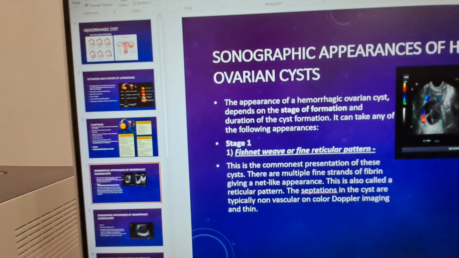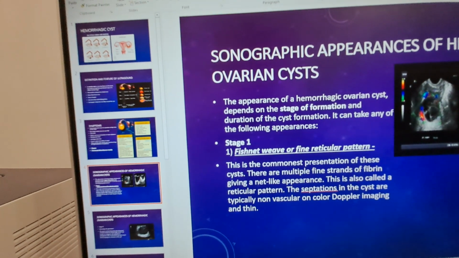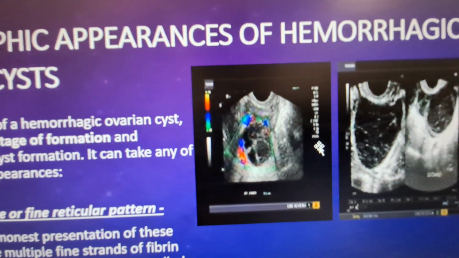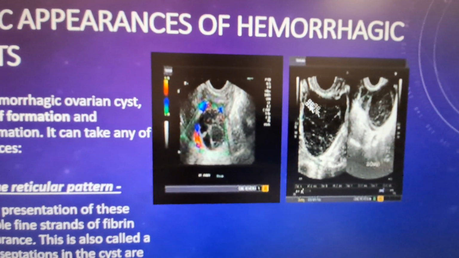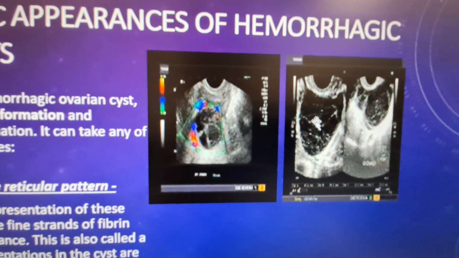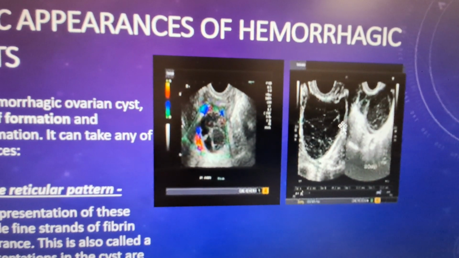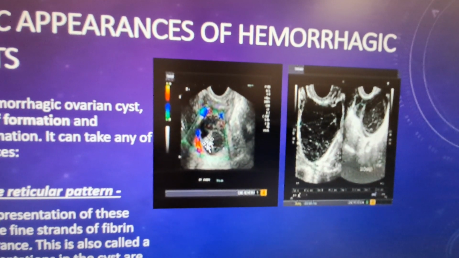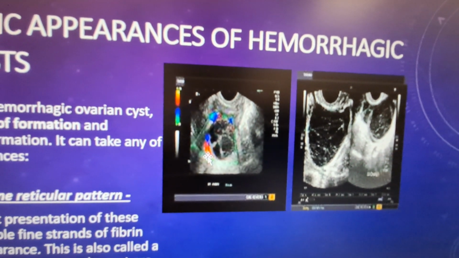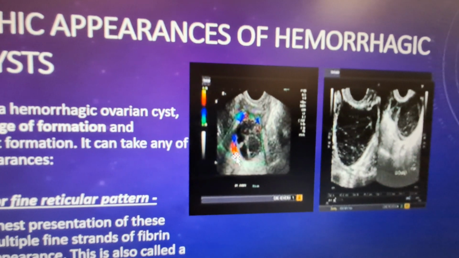What are the sonographic findings of the hemorrhagic cyst? First focus on this image. You can see internal echoes, hypoechoic fluid, a thin or thick wall, irregular or regular shape, some septa without internal vascularity, and there is normal vascularity of the ovaries.